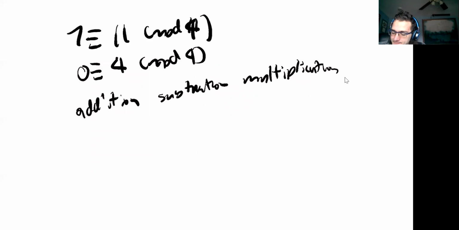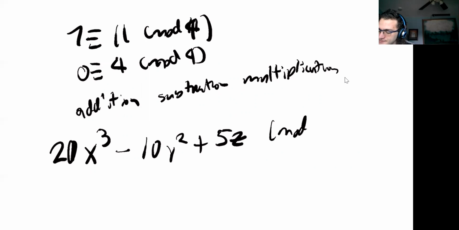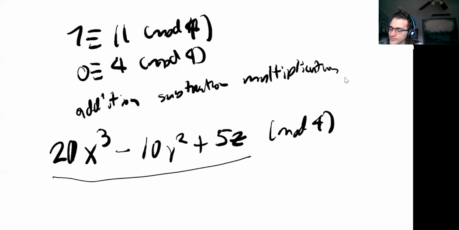So say I had 20x cubed minus 10y squared plus 5z, and we want to take this thing mod 4. One thing to recognize is that I'm asking what's the remainder of this entire expression when I take it mod 4.